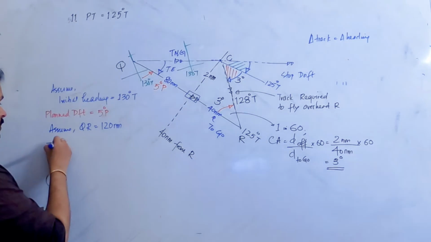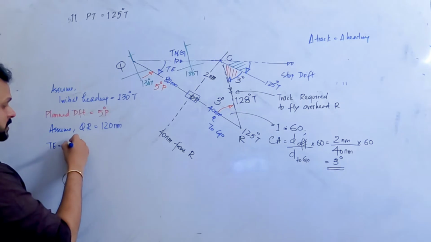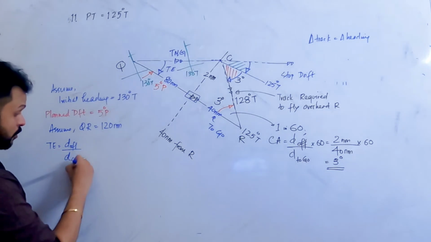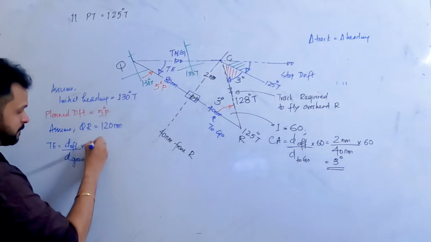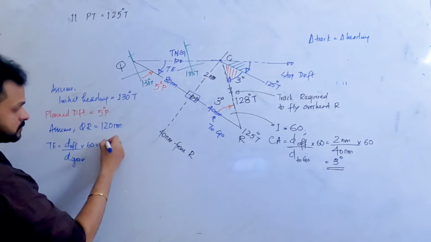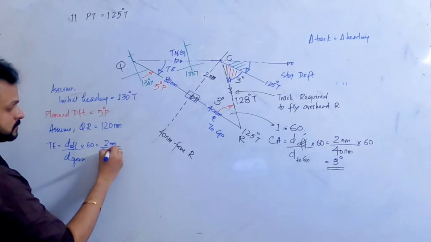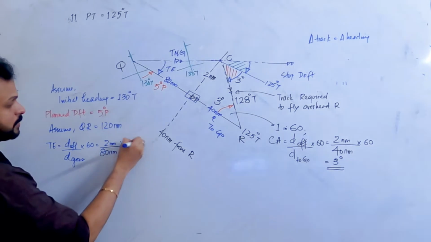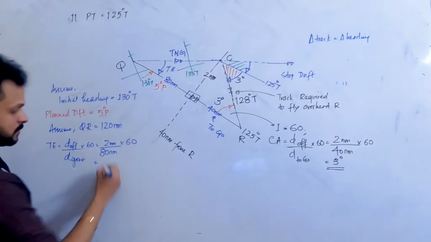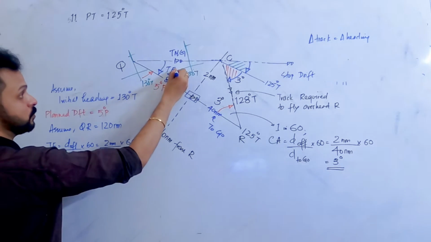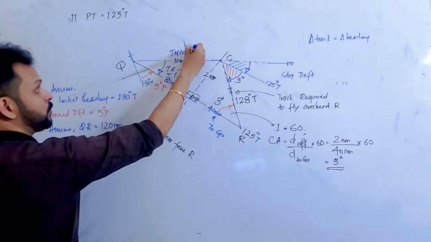To find track error, you use 1 in 60 again, which is distance off by distance gone, multiplied by 60. What is distance off? 2 nautical miles, divided by 80 nautical miles, multiplied by 60. That is 1.5 degrees. Therefore, track error is 1.5 degrees. Therefore, what's the track made good?